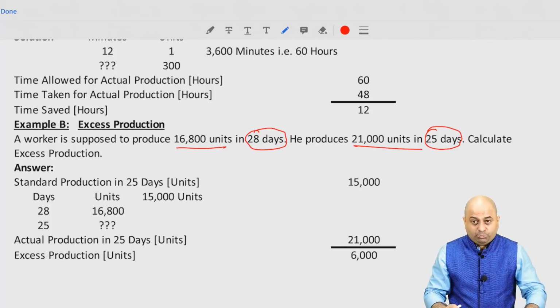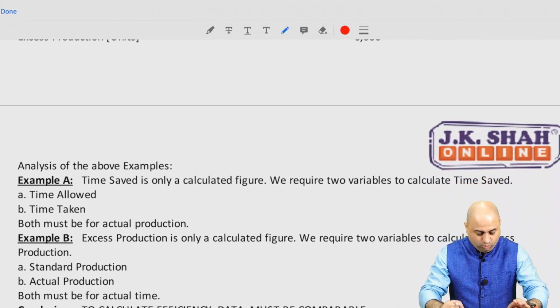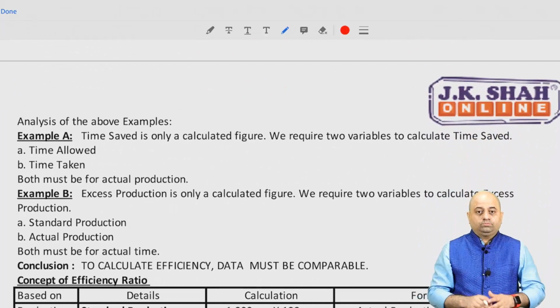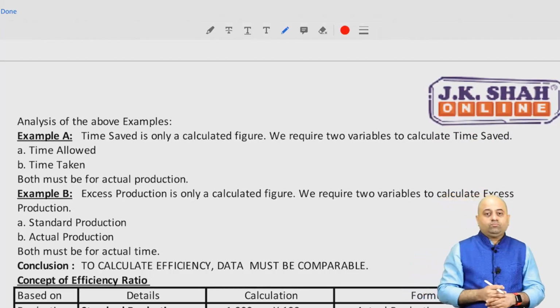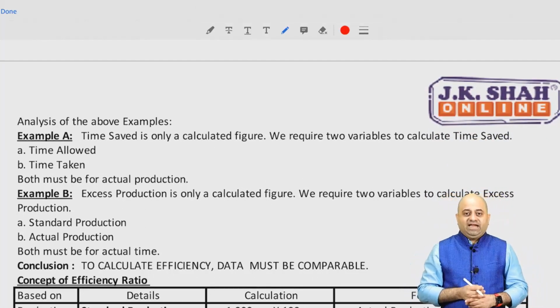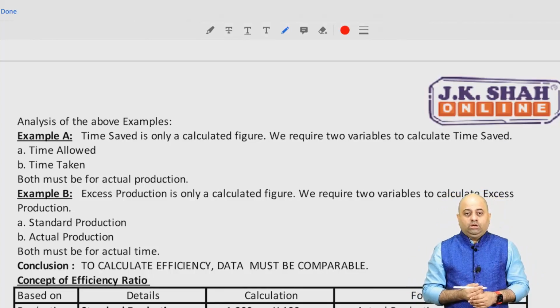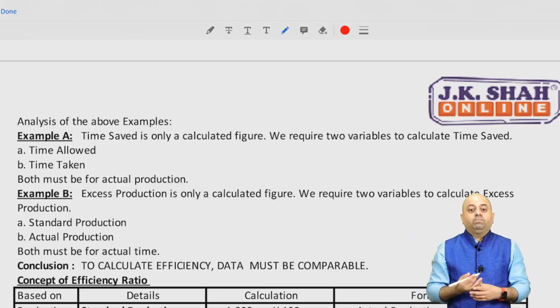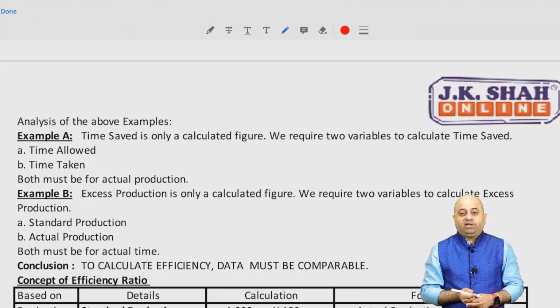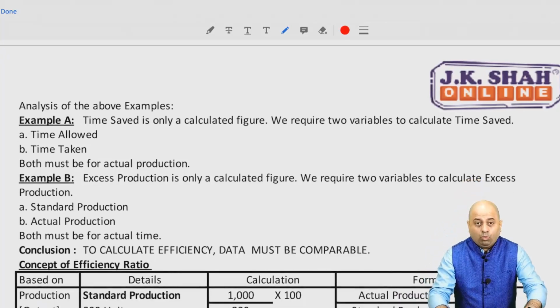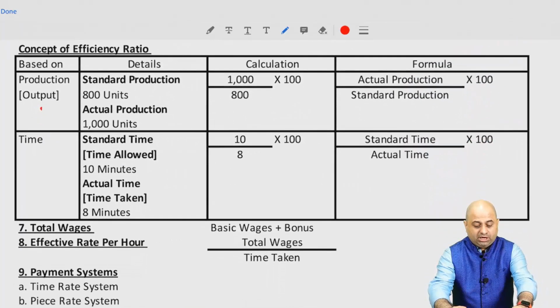The analysis is printed, coming up right now. Analysis is right in front of your screen, my dear friends. And as you can see, the conclusion in very bold letters: to calculate efficiency, data must be made comparable. Now, I move on to the concept of efficiency ratio.